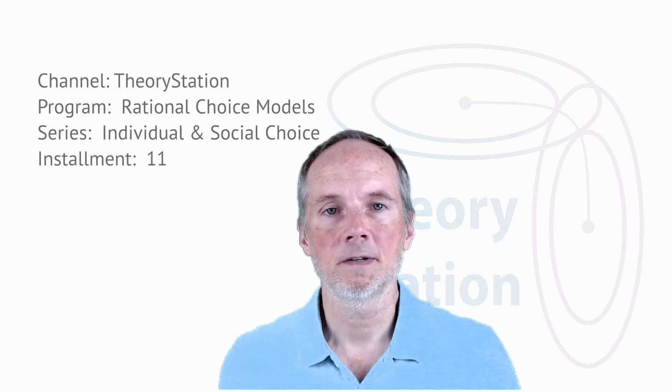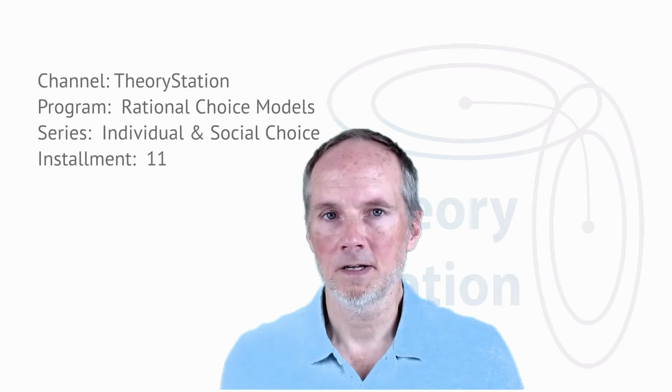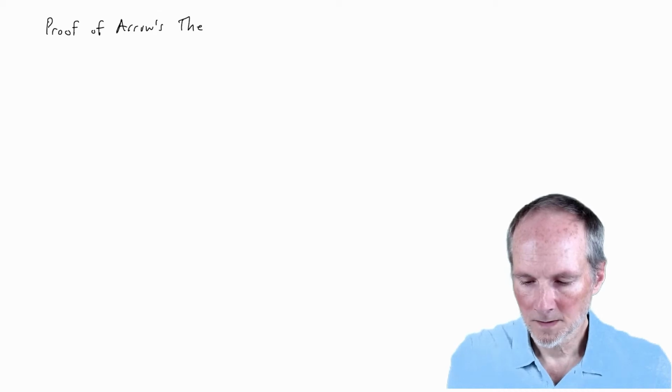The series we're in is Individual and Social Choice, and this is installment 11. The last installment was a big one, doing most of the work for the proof of Arrow's theorem, but we cut it short because it was just going so long. So in this installment, we're just going back to the proof of Arrow's theorem, continued.